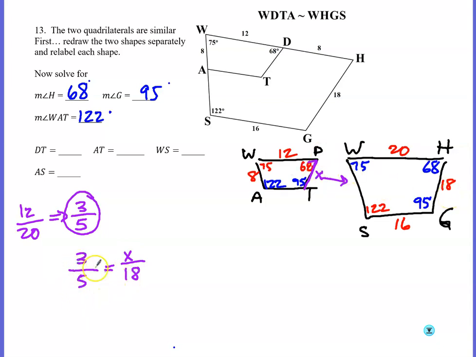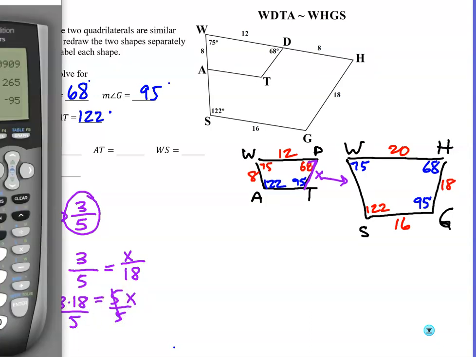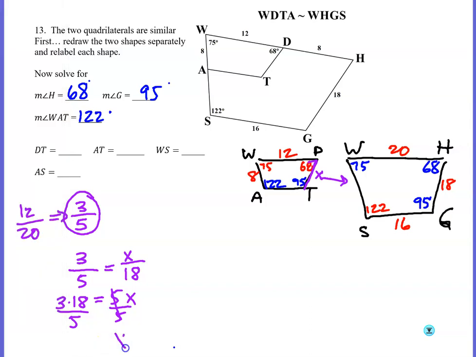Okay, so then I'm going to cross multiply. So 3 times 18 equals 5x. I'm going to divide both sides by 5. Let's see what we get here. 3 times 18 divided by 5. We get 0.8. So it's not a terrible decimal. If you did reduce it as a fraction, it would be 4/5.